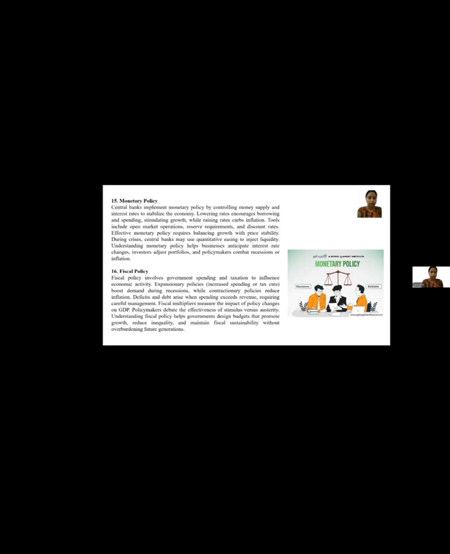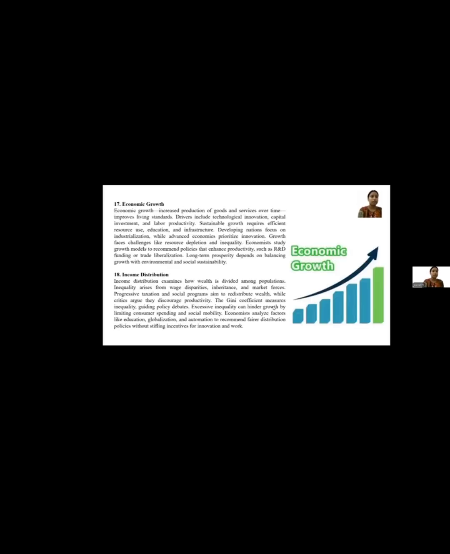Multipliers measure the impact of policy changes on GDP. Policymakers study the effectiveness of various fiscal instruments. Understanding fiscal policy helps governments design budgets that promote growth, reduce inequality, and maintain sustainability without burdening future generations.